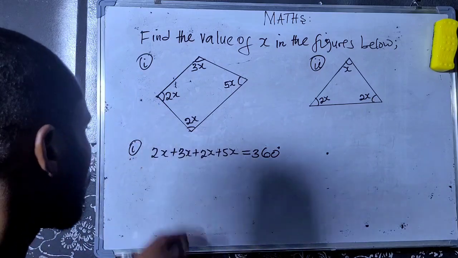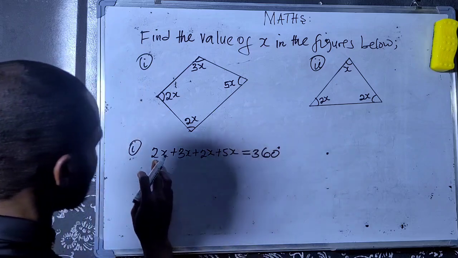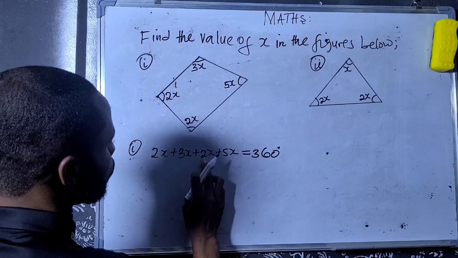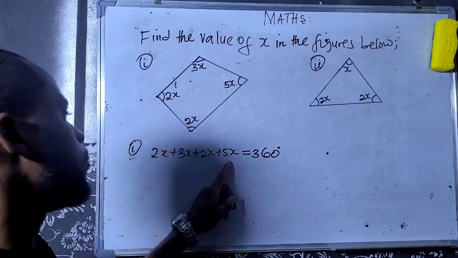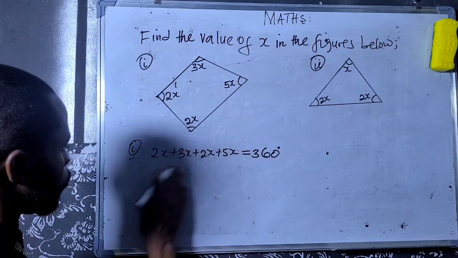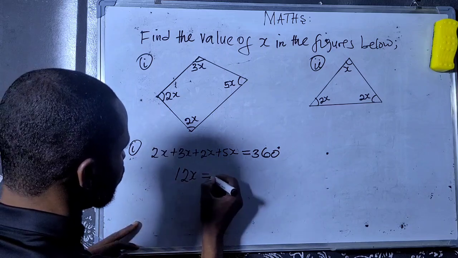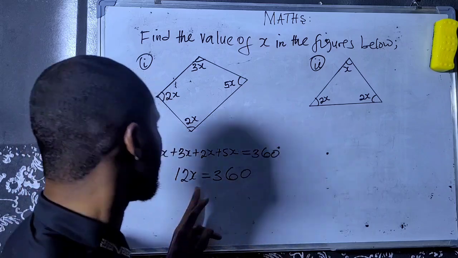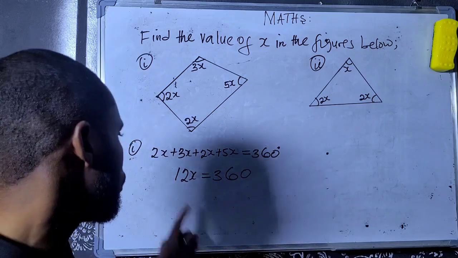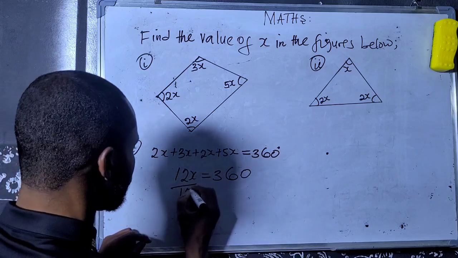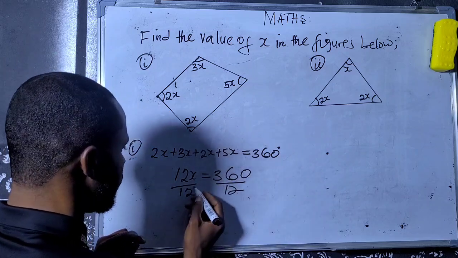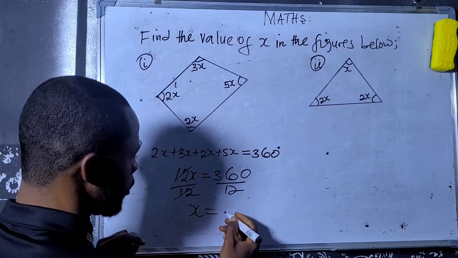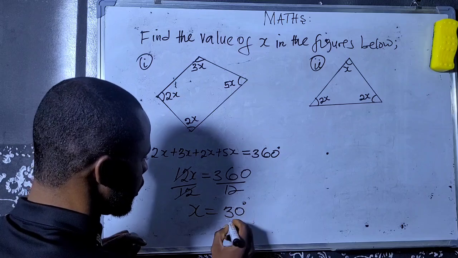Then we sum this up. 2x plus 3x gives us 5x, plus 2x gives us 7x, then plus 5x gives us 12x, and we have it that 12x equals 360. Now to get the value of x, we divide both sides of the equation through by 12. 12 eliminates 12, and we have that x equals 360 divided by 12, which gives us 30 degrees.